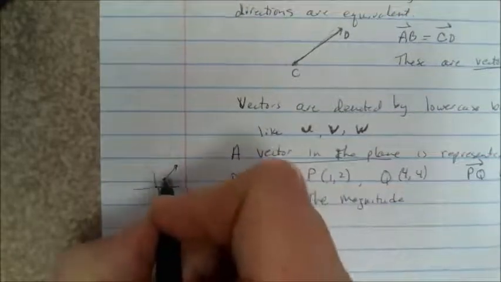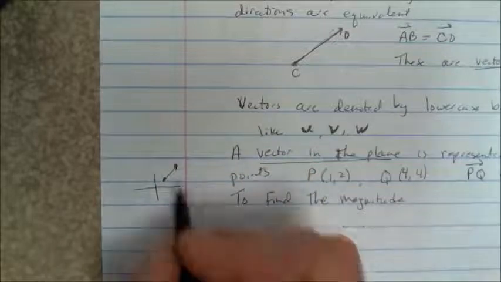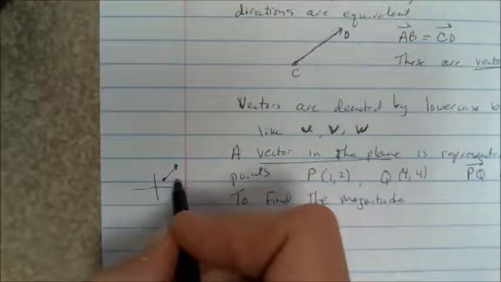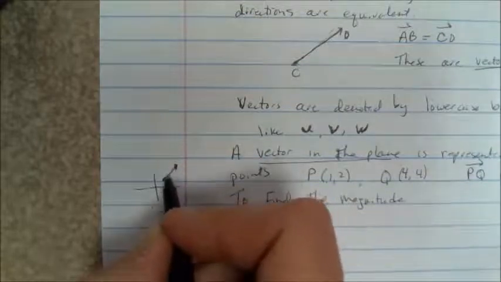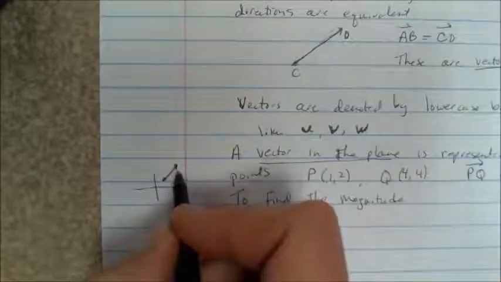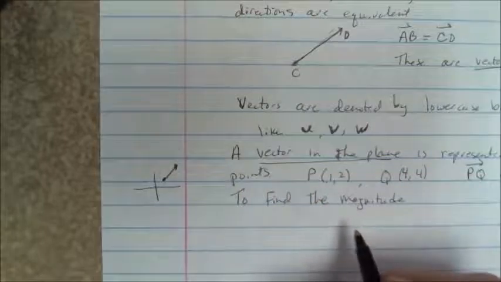If you want to find the magnitude of that, you can just use the Pythagorean theorem. A squared plus B squared equals C squared. So this C, if you take the square root of A squared plus B squared, you'll get the magnitude of that.